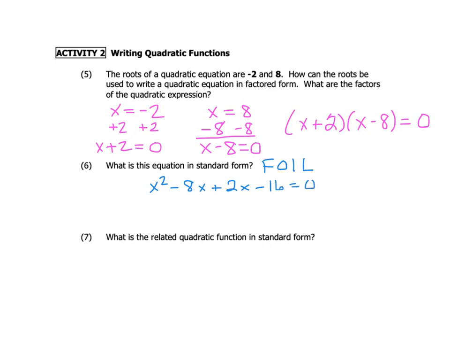And all I have to do is combine my like terms. So I get x squared. Negative 8x and positive 2x gives me minus 6x. Minus 16 equals 0. And there I have my equation in standard form.